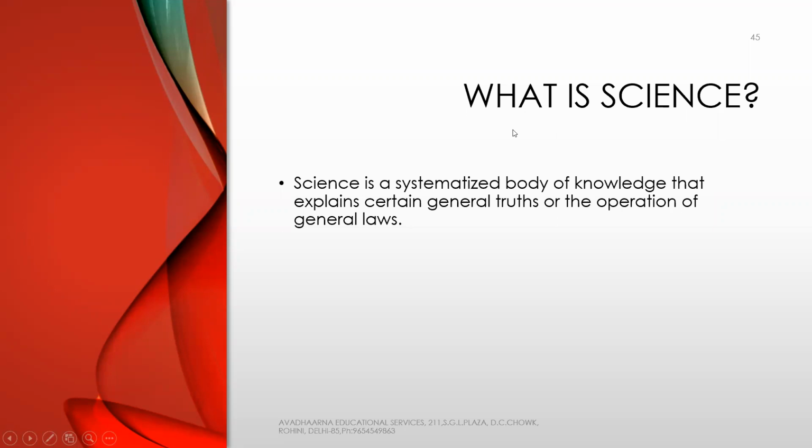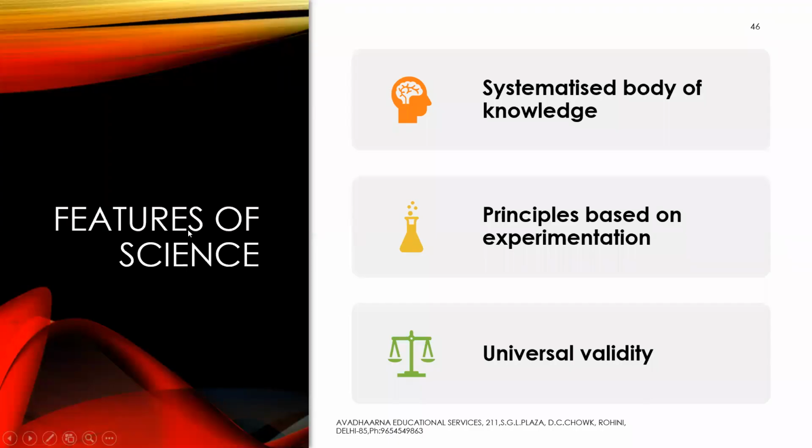Let's see, what is a science? Science is a systemized body of knowledge that explains certain general truth or the operations of general laws. Features of science are: it's a systemized body of knowledge. The principles are based on experimentation. And the third feature of science is that all the principles of science have universal validity. Now let us understand the meaning of these features, and then we'll see whether management satisfies these features or not.